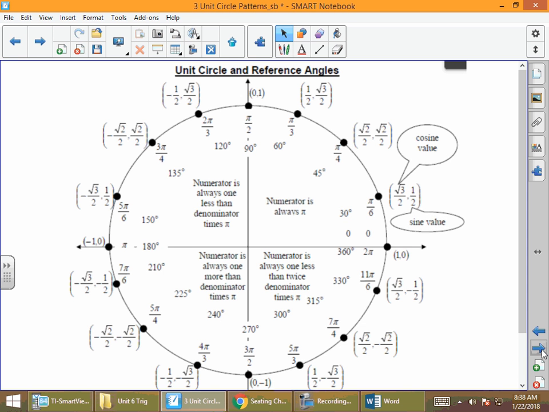Once we know that, then in the second quadrant, the numerator is always 1 less than the denominator, times pi. So it's 2 pi over 3. 2 is 1 less than 3. 3 pi over 4. 3 is 1 less than 4. 5 pi over 6. 5 is 1 less than 6. Then we get over here, half a circle, which is the pi.